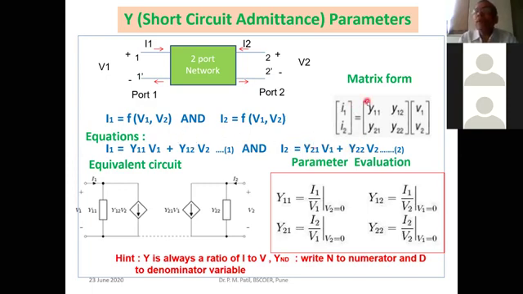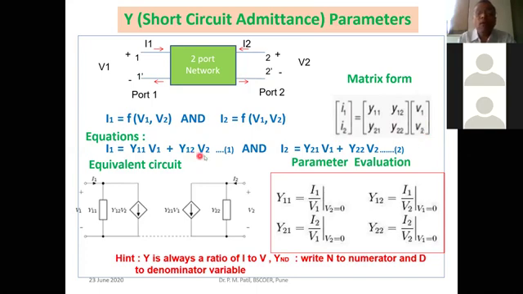These are the equations in linear form. The same you can represent in matrix form. Now you know I is equal to Y into V. So the I matrix you have to express in terms of the Y matrix times the V matrix. The I matrix elements are I1 and I2, so it is simply a column matrix. The Y matrix is a square matrix of Y11, Y12, Y21 and Y22. And the voltage matrix is a column matrix of V1 and V2.